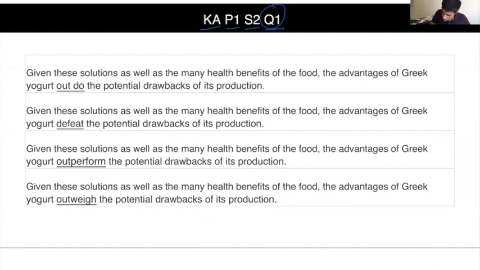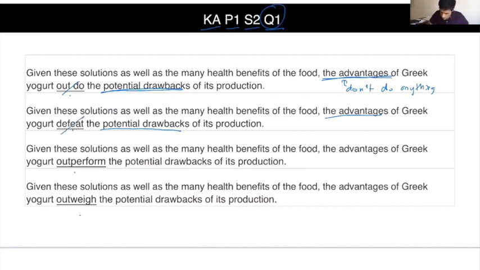They're asking us to compare the advantages of Greek yogurt with the potential drawbacks. So they're making a comparison between the advantages and the potential drawbacks. And the question is, which word do we use to compare these advantages versus potential drawbacks? Outdo suggests that the advantages are doing something, but these things don't do anything, right? There's no action being performed by advantages, so you cannot outdo. Again, the advantages and the potential drawbacks, are they defeating? Well, they're not really fighting, so they can't really defeat because they're not doing anything. So same thing, defeat is incorrect.